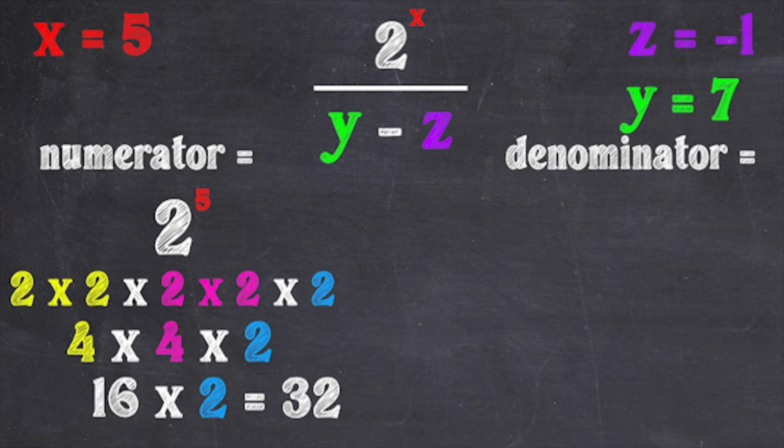We can now move to evaluate the denominator. Here we have 2 variables, y and z. Plugging in 7 for y and -1 for z gives us 7 minus -1. While going over the order of operations, we had learned that 2 consecutive negative signs change to a positive sign. Hence, 7 minus -1 is simply equivalent to 7 plus 1, which gives us the value of 8.